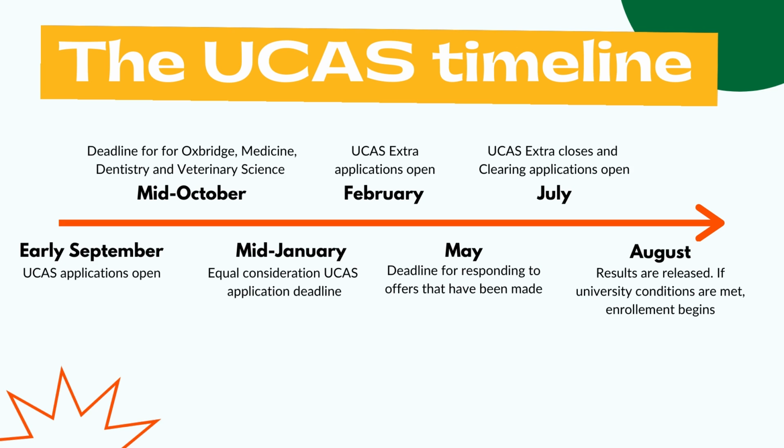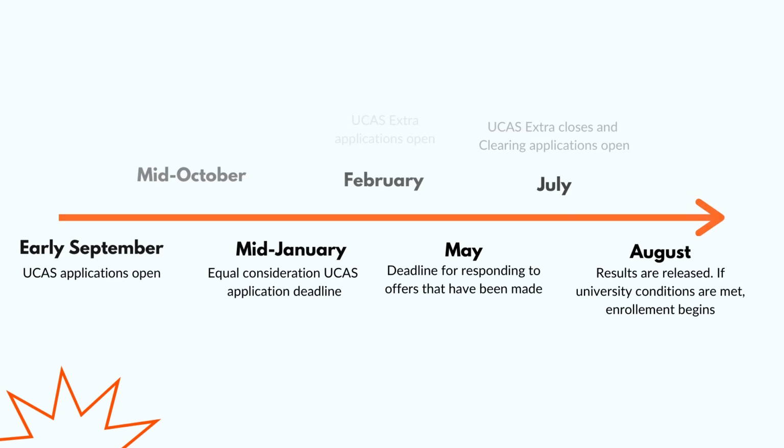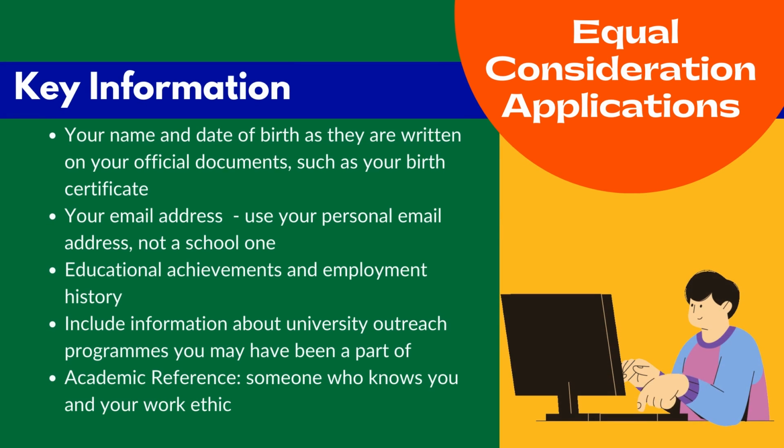In February, UCAS Extra applications open. In May, it's the deadline to respond to offers that have been made through the equal consideration deadline. You get a bit longer for your UCAS Extra applications. In July, UCAS Extra closes and clearing applications open. And in August your results are released, and if university conditions are met, enrolment begins. I'm now going to spend the rest of the presentation explaining all the stages so you've got a good grasp on the process. We'll start with equal consideration applications.